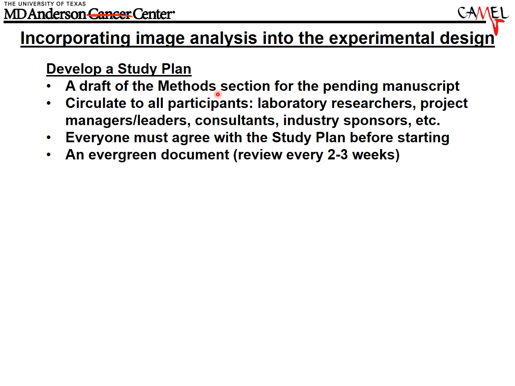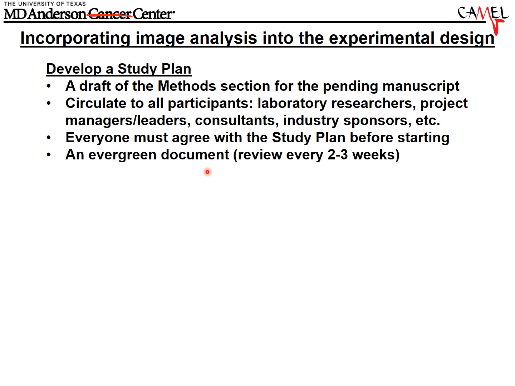We could even have some introductory information in the study plan that could be the precursor to the introduction of a paper as well. The study plan can start off in a very draft form and incomplete, but it's circulated to all participants so that everybody agrees before starting that the study plan is full and complete, and acquisition and analysis and all the other parts of the project mesh well together. There's also an evergreen document, that is to say, we review these documents every 2 to 3 weeks to make sure that we're on course.